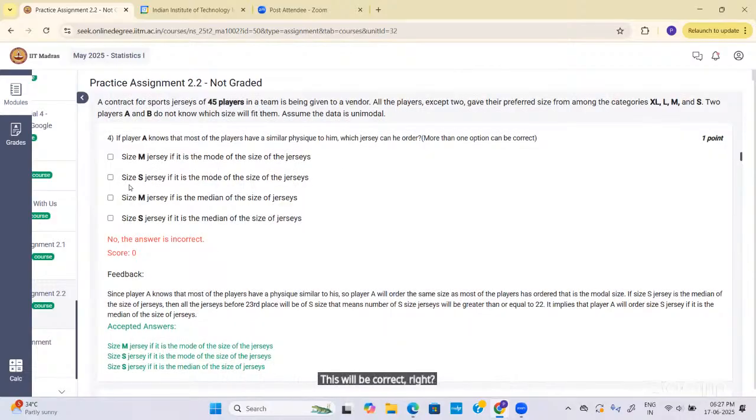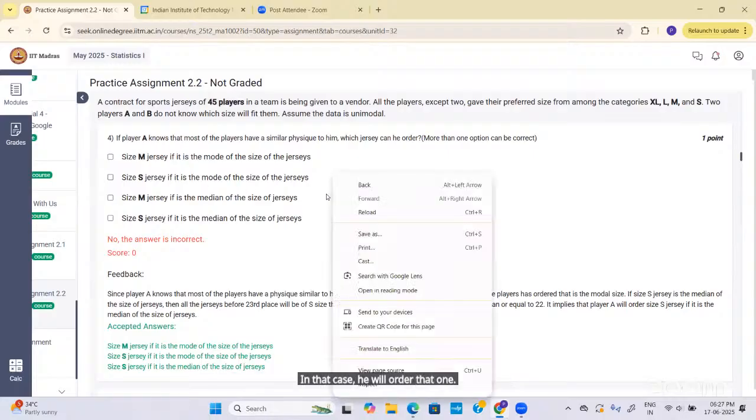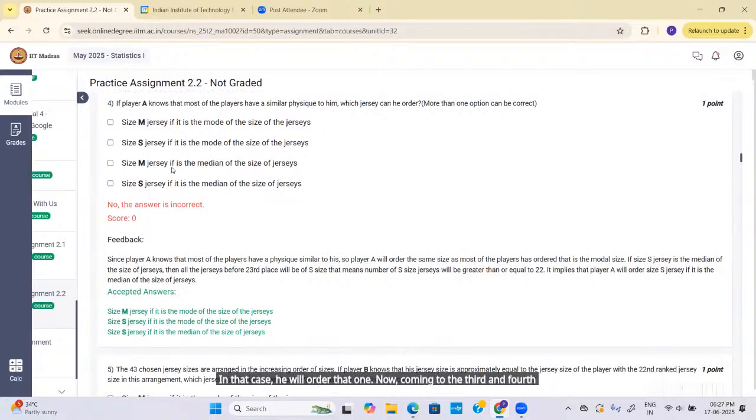Then for the option, yeah, just wait for a minute. For the second option also, if S is the mode, in that case he will order that one. Now coming to the third and fourth option, it is talking about the median.